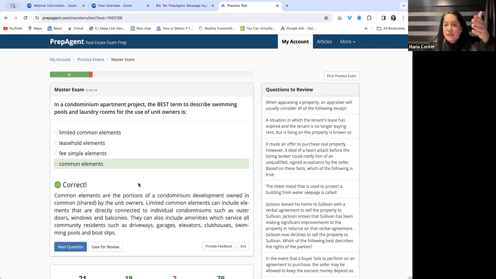Another one would be, Monica said, someone's deck, like the patio behind your condo. Exactly. You're not supposed to be going and grilling out on my assigned deck, right? Stay on your own assigned deck.